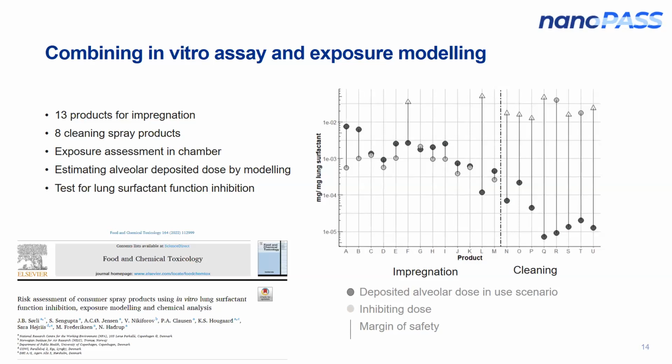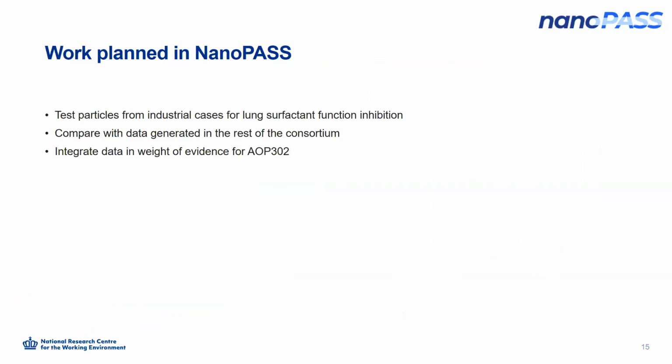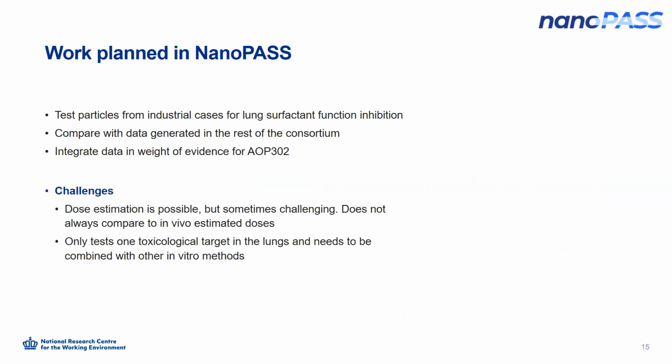So these likely do not have any effect on lung surfactant function. So the plan in nanoPASS is to test the particles from the industrial cases for lung surfactant function inhibition, compare it with the data that would be generated in the rest of the consortium, and integrate this data into the weight of evidence for this AOP.